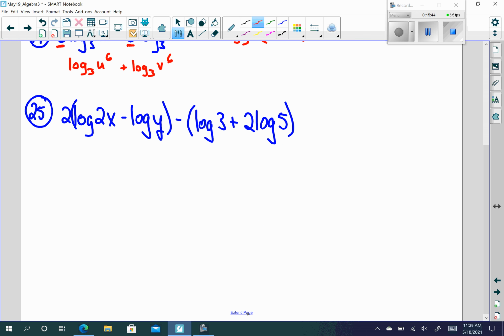So this last one, it is under critical thinking questions, but I wanted to go over something a little bit more challenging. Go ahead and copy this down. What we could first do here is distribute this 2, so we could show 2 log 2x minus 2 log y, and then distribute this minus sign, so then minus log 3 minus 2 log 5.